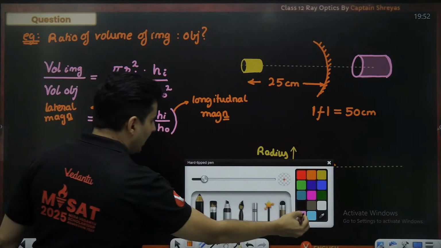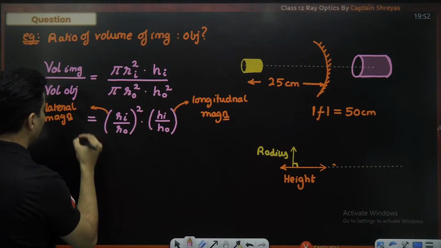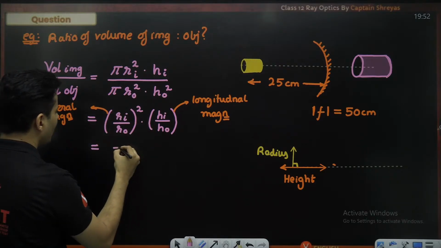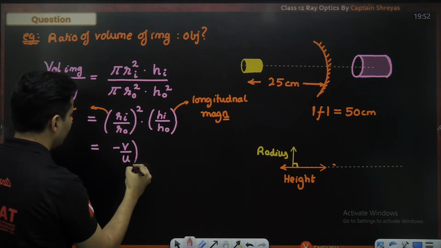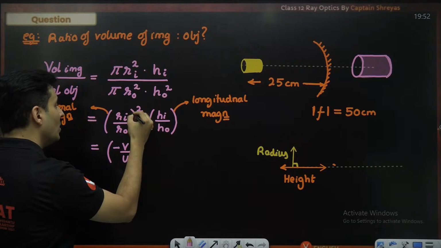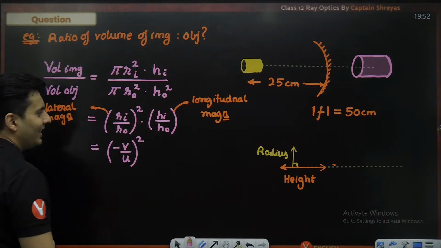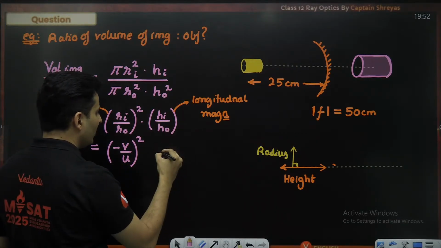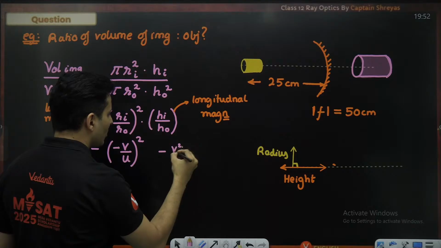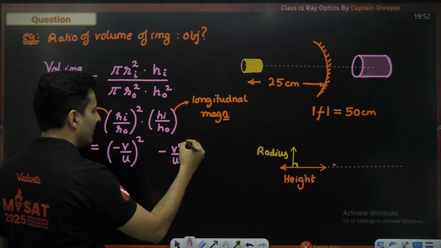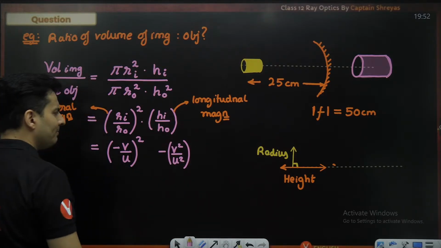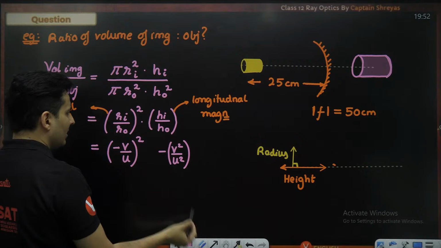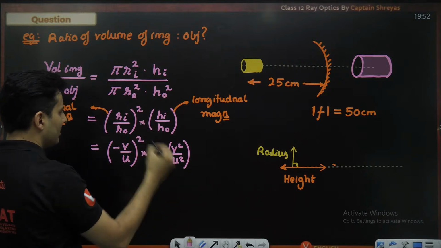What is the formula for lateral and longitudinal magnification? For lateral, it is minus v by u, of course, but I have to square that, do not forget it. And for longitudinal, it is minus v square by u square, but I just have to put it over here. Okay, so that is what this is.